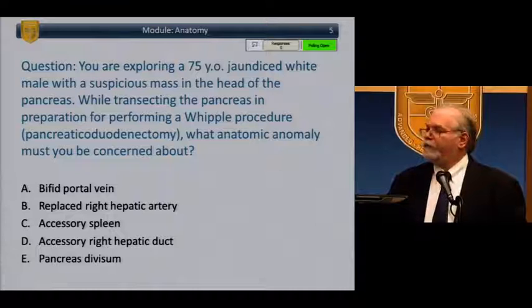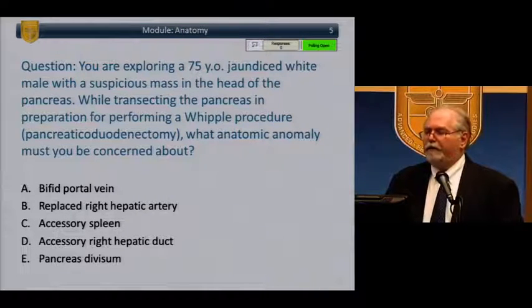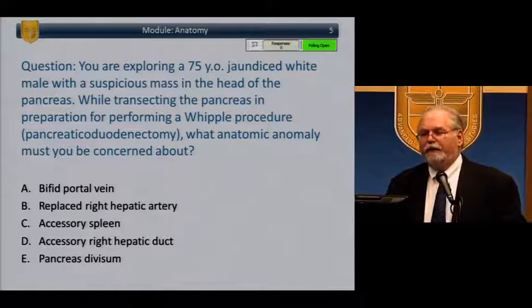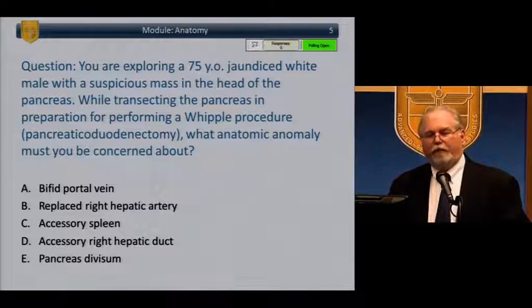First question. You're exploring a 75-year-old jaundiced white male with a suspicious mass in the head of the pancreas. While transecting the pancreas in preparation for performing a Whipple procedure, what anatomic anomaly must you be concerned about? Bifid portal vein, replaced right hepatic artery, accessory spleen, accessory right hepatic duct, or pancreas divisum?